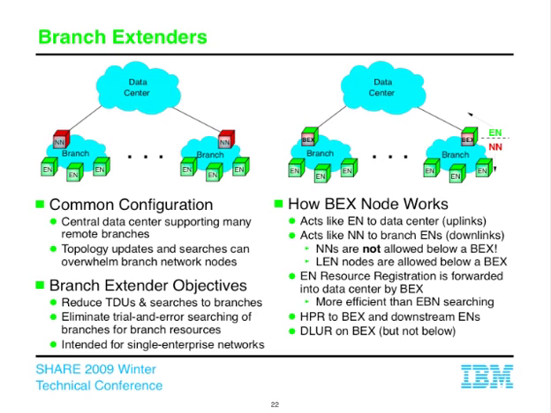The branch extender node is basically a node that presents an end node image upstream to VTM and a network node image downstream. By presenting an end node image upstream to VTM, we prevent the topology database flows from occurring, and we can also prevent extraneous searching from occurring, assuming that we register all the resources that can be found on or through us. All right? By presenting a network node image downstream, we give the end nodes inside the branch a network node to use as their network node server.